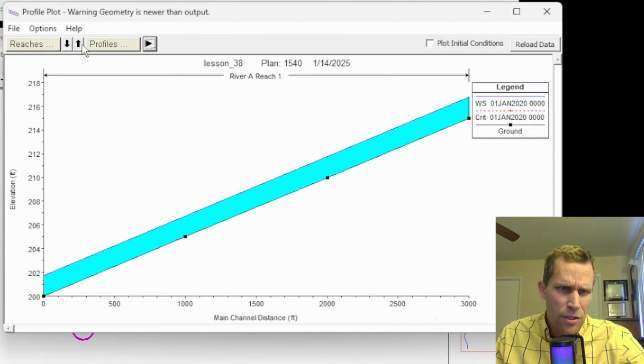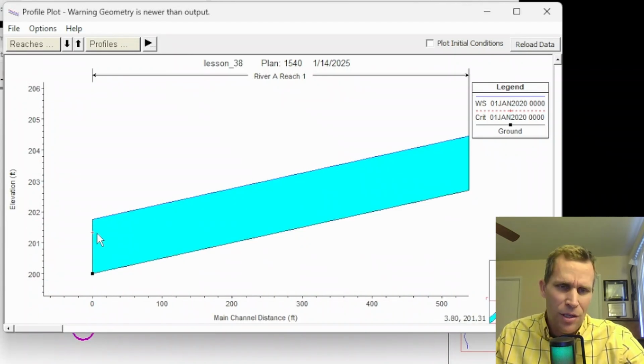I can zoom in just by going options and then zoom in, and then let's take a look at it here. Yeah, so there's a little tiny red tick mark here. I don't know if you can see that, but that represents critical depth. What I want to see is critical depth along the entire reach here.